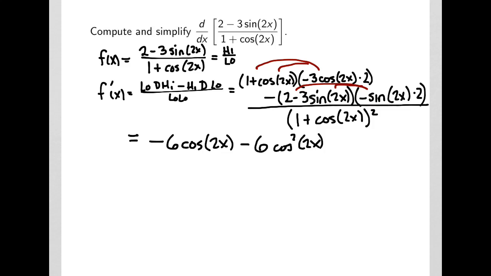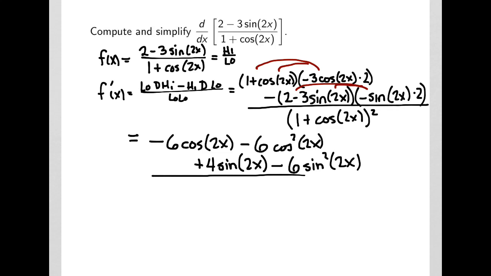So we get plus 4 sine of 2x. And then I get sine times sine, so we get 6 minus 6 sine squared of 2x. And still all of that over 1 plus cosine of 2x, squared. Alright.